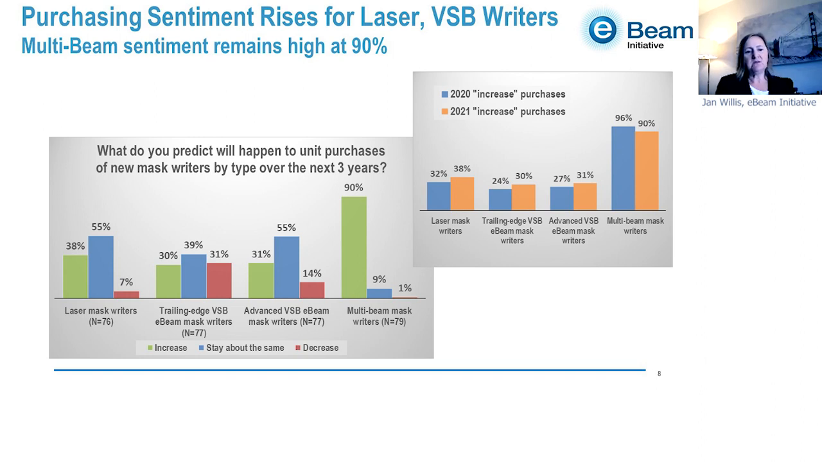The specific responses to this year's questions are in the chart on the left, where green represents a statement of increase, blue stay about the same, and red decrease. Let me point you to the response for multi-beam mask writers, where the prediction remains extremely high at 90% that purchases will increase over the next 3 years.